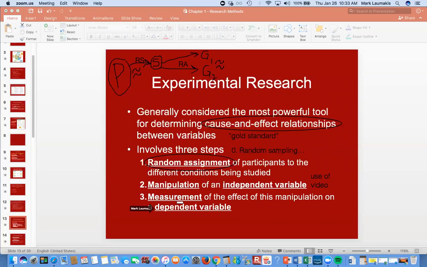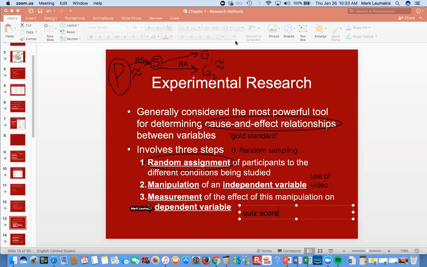You guys, help me pick a good dependent variable. How should I test out to see whether you understood what we talked about during class today, either with or without the video? How can we measure the effect of this manipulation? What could I give you? Yeah, I'll give you a quiz. So let's use a quiz and your quiz score as the dependent variable.